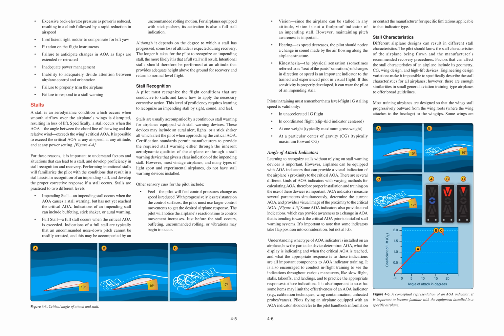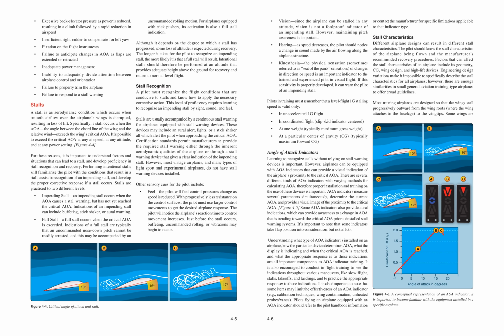Performing intentional stalls will familiarize the pilot with the conditions that result in a stall, assist in recognition of an impending stall, and develop the proper corrective response if a stall occurs. Stalls are practiced to two different levels. Impending stall. An impending stall occurs when the AOA causes a stall warning, but has not yet reached the critical AOA. Indications of an impending stall can include buffeting, stick shaker, or oral warning. Full stall. A full stall occurs when the critical AOA is exceeded.